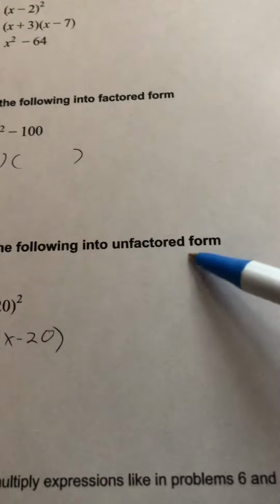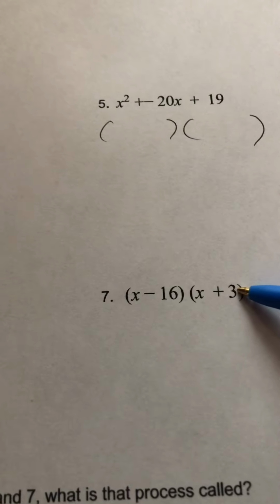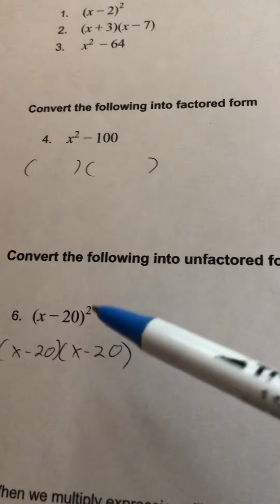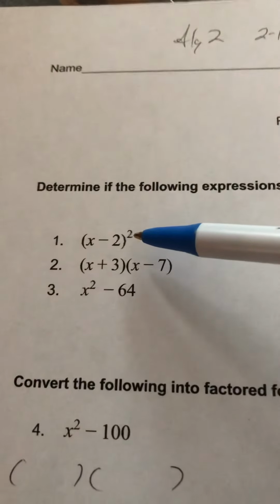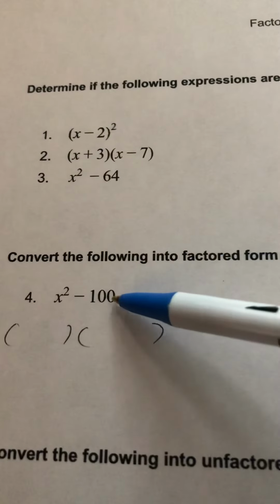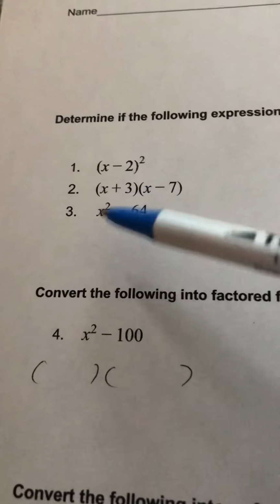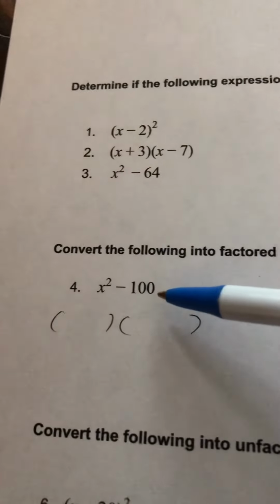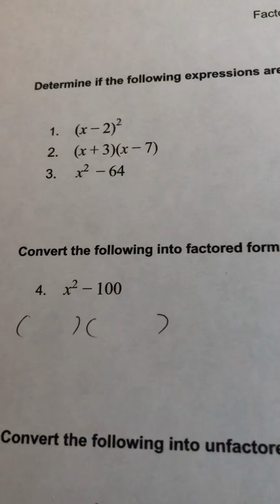And the same with 5 and 6. Convert the following into unfactored. So these are factored. Okay, so if these are factored, which other ones look like 5 and 6 up here? Label them factored. And these, if you're changing them into factored form, that means they're unfactored. So 4 and 5 are unfactored. Which one of these, 1 through 3, are unfactored? So you have some guidance right in the test for you, built in.